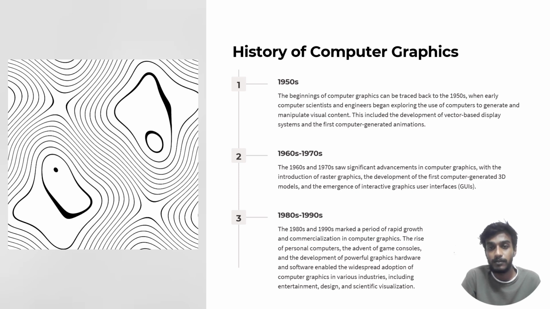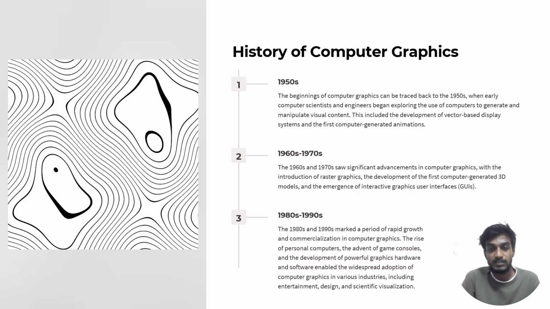The beginning of computer graphics can be traced back to the 1950s, when early computer scientists and engineers began exploring the use of computers to generate and manipulate visual content. This included the development of vector-based display systems and the first computer-generated animations. The 1960s and 1970s saw significant advancements with the introduction of raster graphics, the development of the first computer-generated 3D models and the emergence of interactive computer user interfaces.